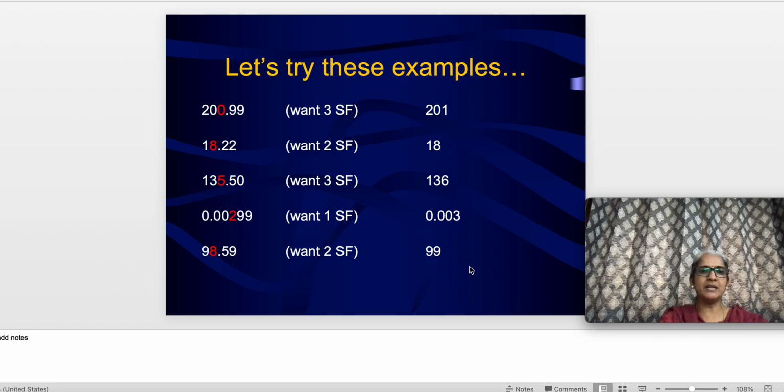But remember, the rule is greater than half, you round off the previous. So if it's 5 or greater, then you round off the digits. 50 and greater, you round off the digits. 500 and greater, so depending on the number of digits that you have after the place that you are rounding off, you will look at whether it's greater than 5 or less.